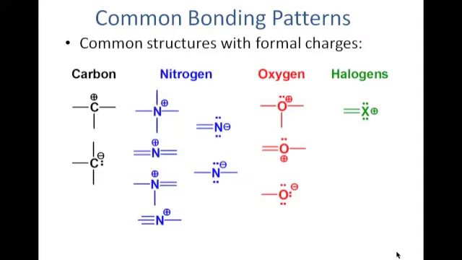So in our earlier video where we talked about common or normal bonding patterns, what those really represented was second row elements that had no charge, when the atom was neutral. And I told you that that's what you're going to be coming across most of the time in this course, but sometimes you're going to see some atoms that are charged.